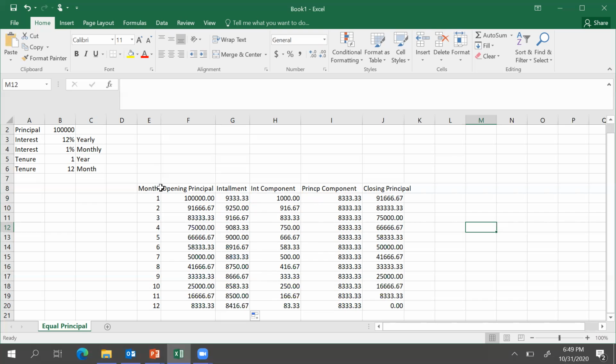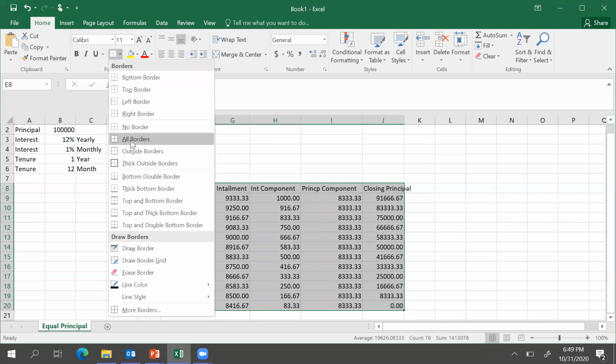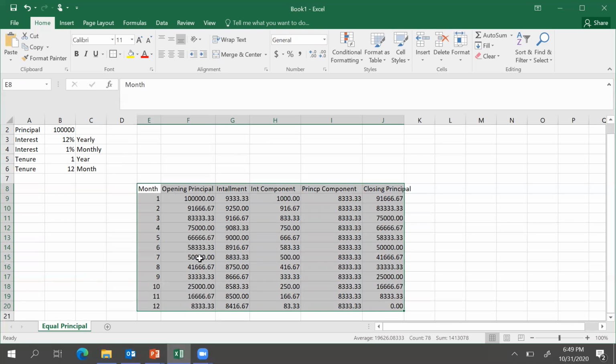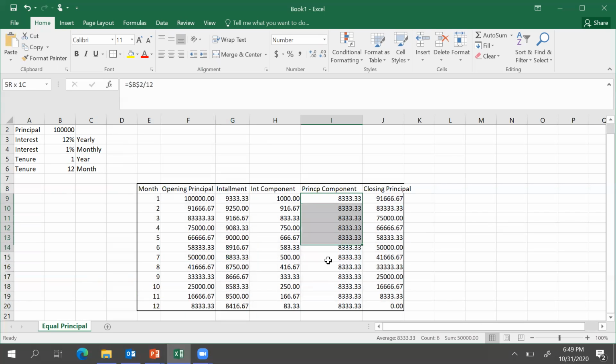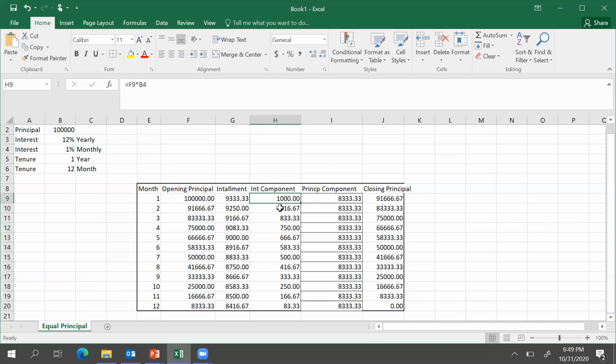Okay, so now this is the entire repayment schedule that we have made. This is the entire repayment schedule for equal principal. Carefully see that the principal component is remaining the same. The interest component is reducing every month. Why is it reducing? Because the outstanding principal at the start of the month is reducing, and the principal component is constant, so the interest component is reducing, and the installment is also reducing every month.